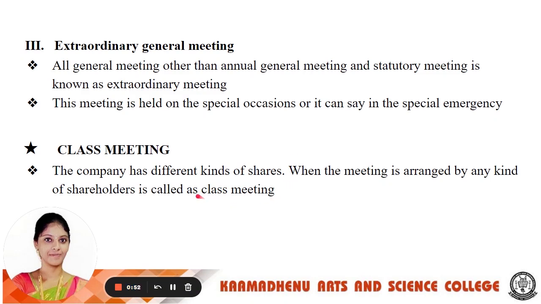The next type is the class meeting. The company has different kinds of shares. When a meeting is arranged by any kind of shareholders, it is called a class meeting. So these are the major meetings of the general meeting. The second is the class meeting. A class meeting is made based on different classes of shareholders or small shareholders. So when they have some issues, those issues will be discussed in the meeting.